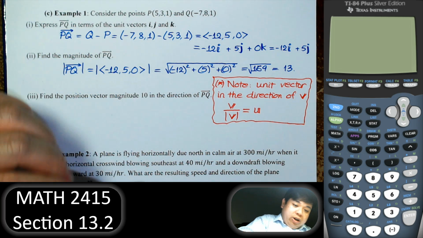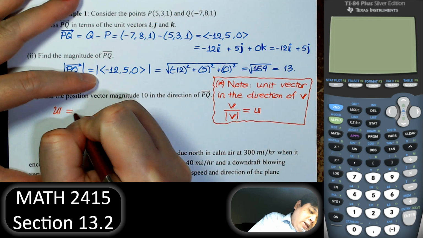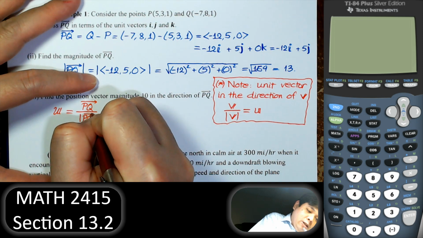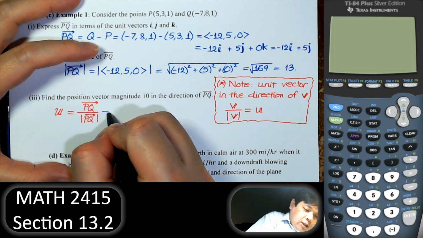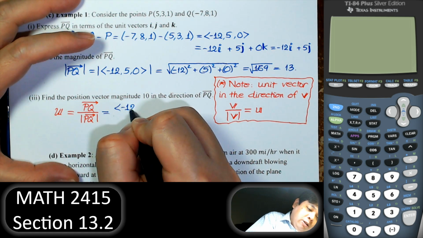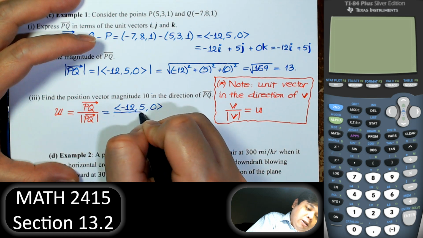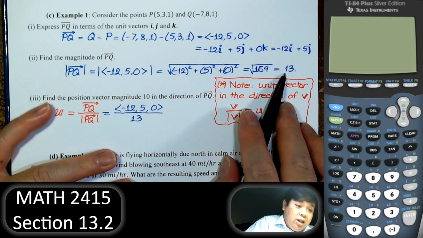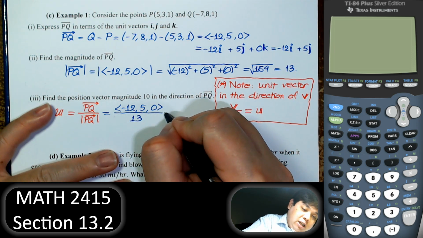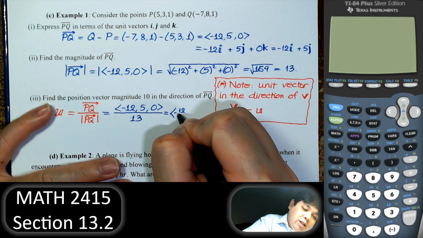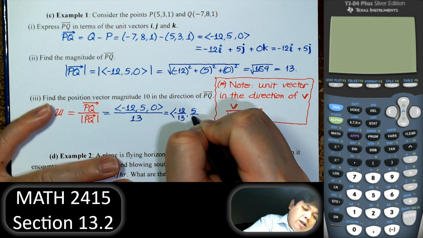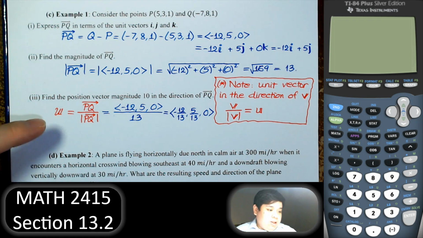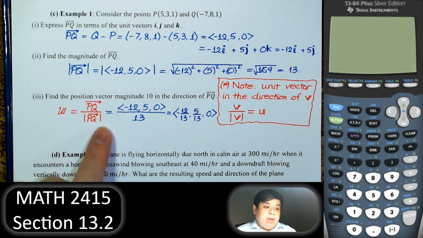So let's start with that. u equals vector PQ divided by the magnitude of PQ. PQ is negative 12, 5, 0, over 13, which is the magnitude we calculated earlier. Then we divide each component by 13. So we have negative 12 over 13, 5 over 13, and then 0 over 13, still 0. So we know that this vector has length equal to 1 and is in the same direction as PQ.